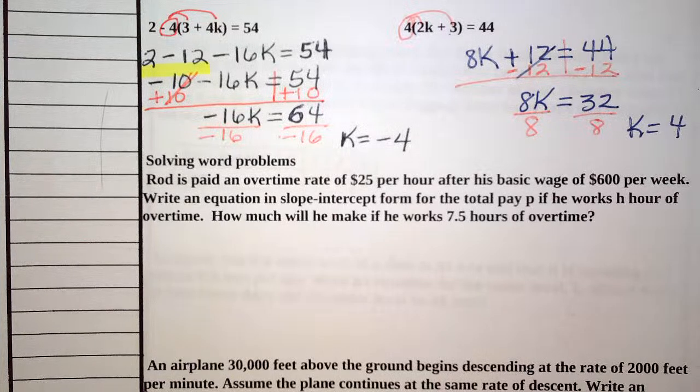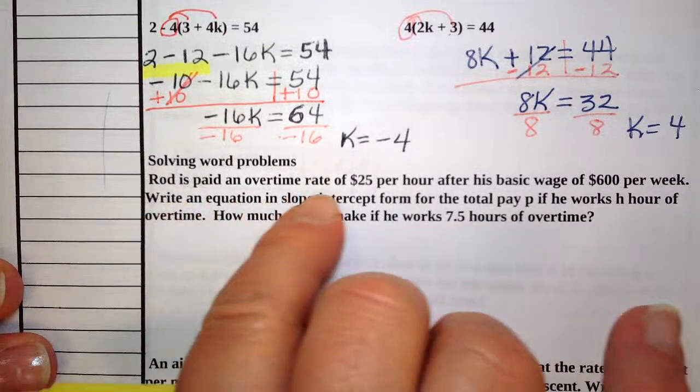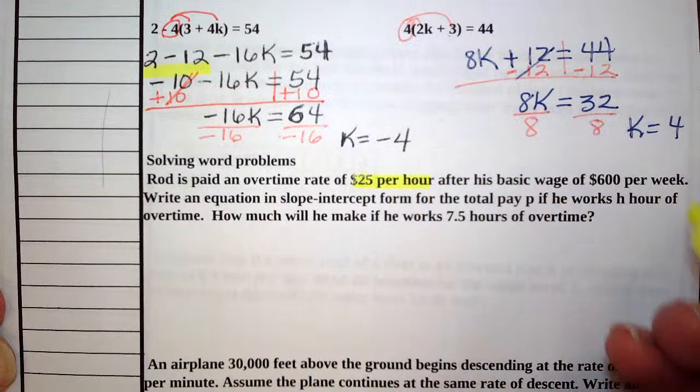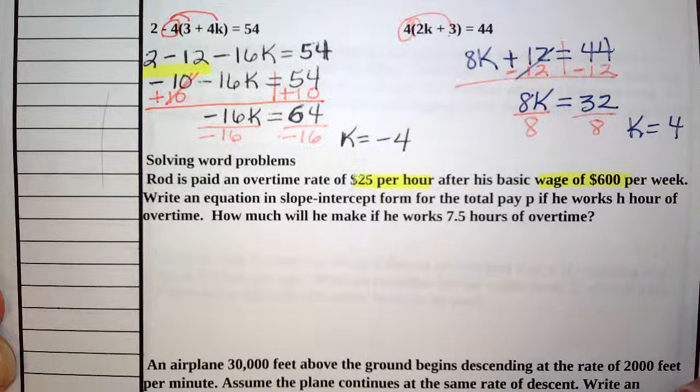So let's get started. Rod is paid an overtime rate of $25 per hour after his basic wage of $600 per week. Write an equation in slope-intercept form for the total pay P if he works H hours of overtime. Then the question we answer is, how much will he make if he works 7.5 hours of overtime? So as I'm looking at this, he is paid an overtime rate of $25 per hour after his basic wage of $600 per week.